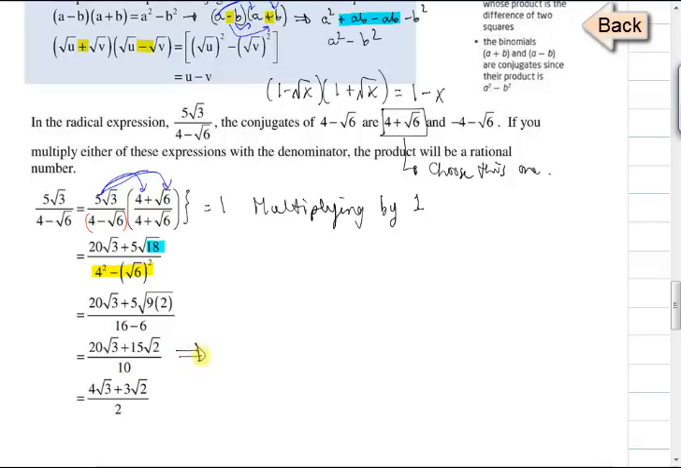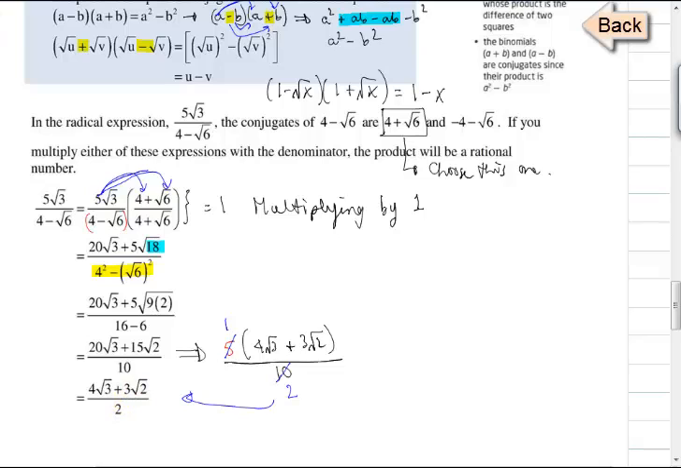And then I'm going to show you how to simplify this. Okay, so how do we get from 20 root 3 plus 15 root 2 over 10 to 4 root 3 plus 3 root 2 over 2? Well, what I notice is that I have a common factor in my numerator, and my common factor is a 5. I'm going to pull that out. And I am left with 4 root 3 plus 3 root 2 inside the bracket, and then I divide that by 10. And then I can divide 5 into 5 once and into 10 twice, and so I would get 4 root 3 plus 3 root 2 over 2.